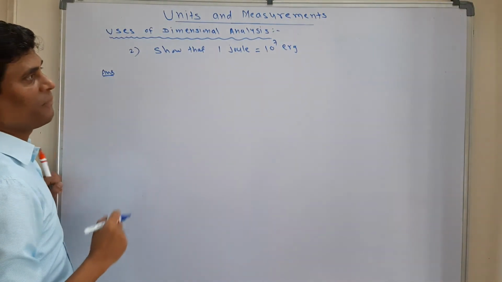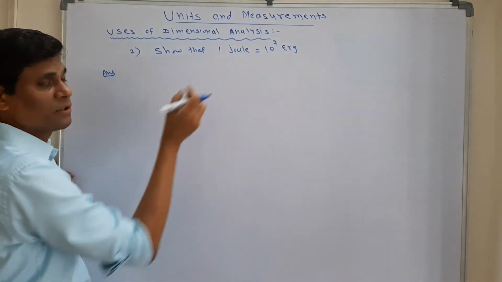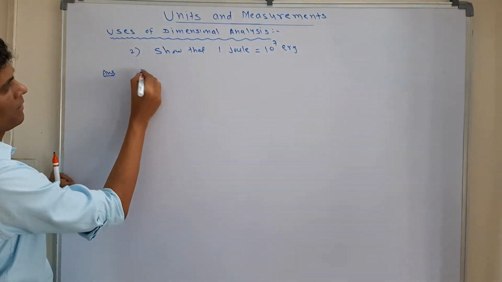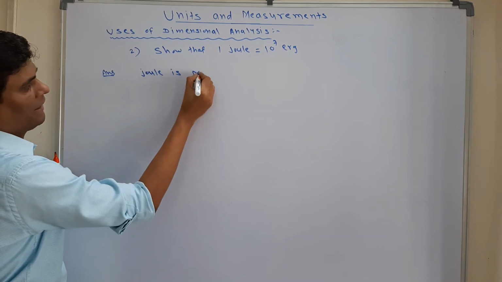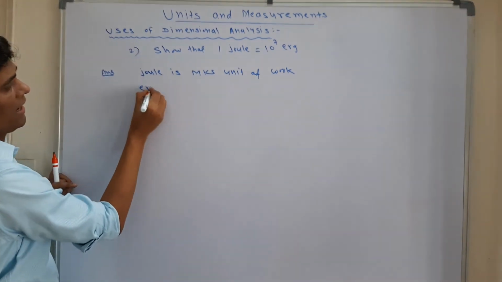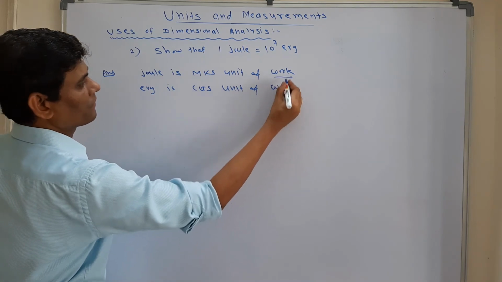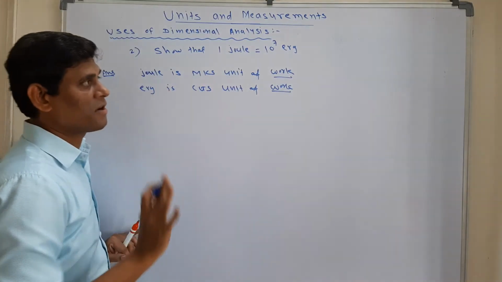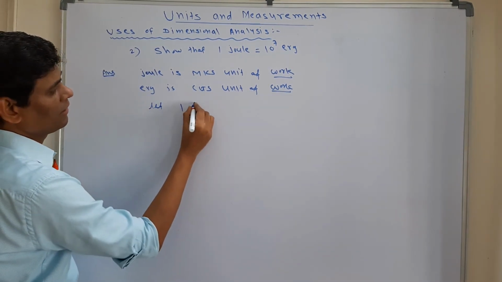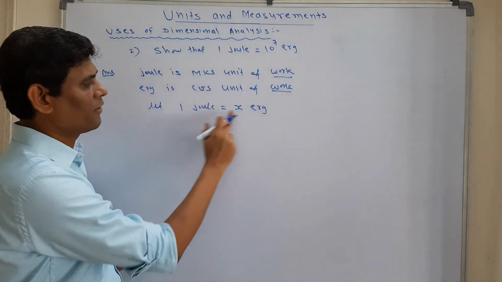Okay. Now first of all, you have to identify joule और किसका unit है. Joule is a unit of work, or we can say energy. We'll go with work. So joule is MKS unit of work, and erg is CGS unit of work. So we came to know which physical quantity is involved. Now we'll assume let 1 joule is equals to x erg.